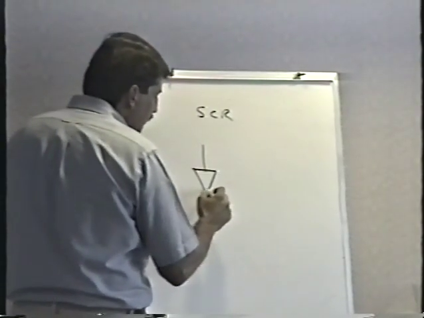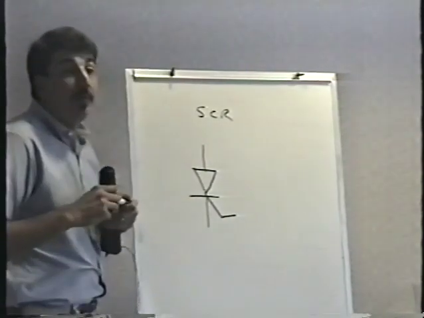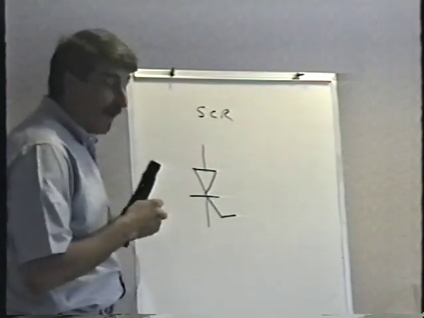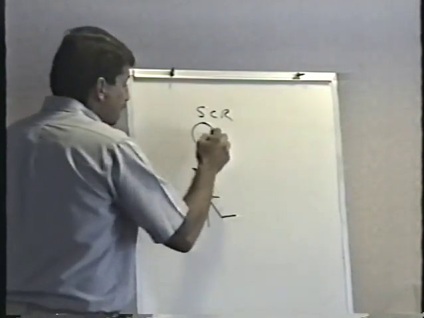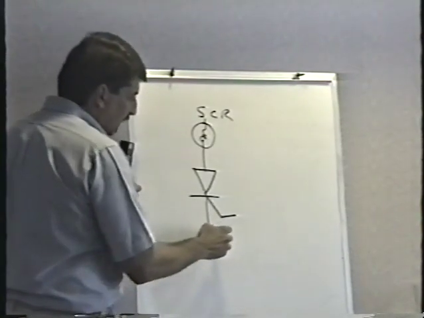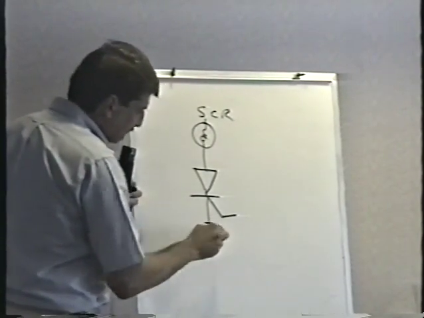Where they were used almost exclusively is in the older Bally pinball machines. There were SCRs for every lamp. All the lamps in the game were activated by SCRs. The cathodes will go to ground. Here, I'll draw a slightly less confusing ground. There we go.